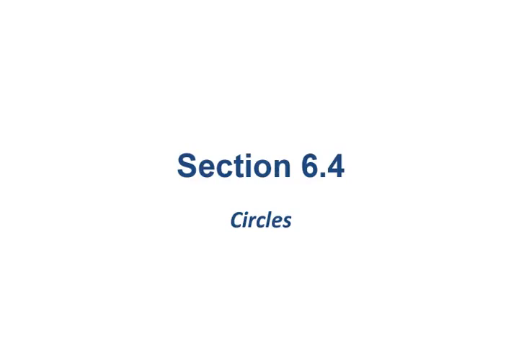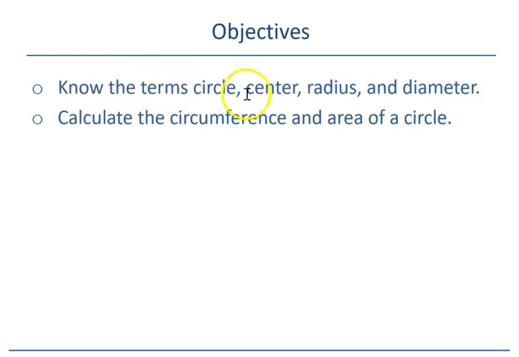Section 6.4, circles. This is one that people get a little anxious about, but you're going to see this is exactly like everything else. Look at the numbers, know what you're looking at, plug it into a formula, and it goes easy from there. We're going to know the terms circle, center, radius, diameter, and then calculate the circumference and area of a circle. You're going to see it's a lot easier than it sounds.